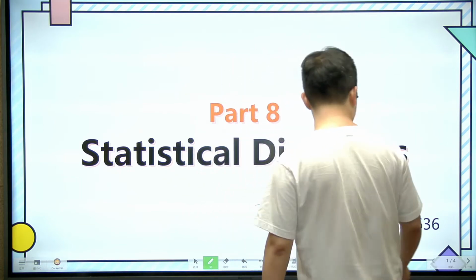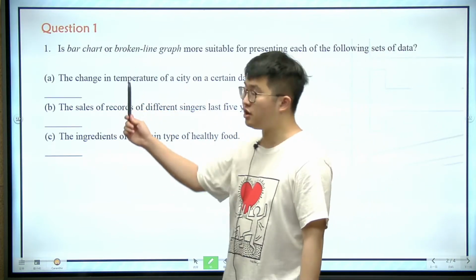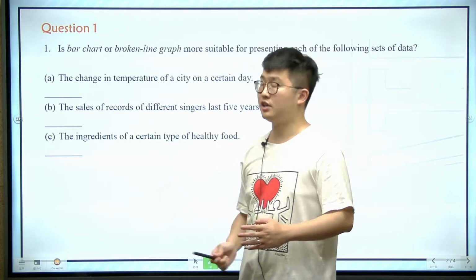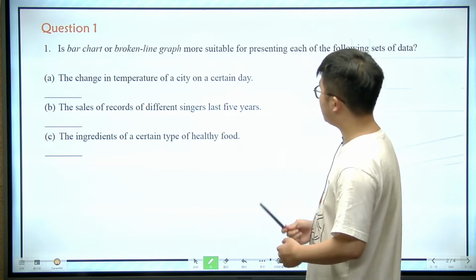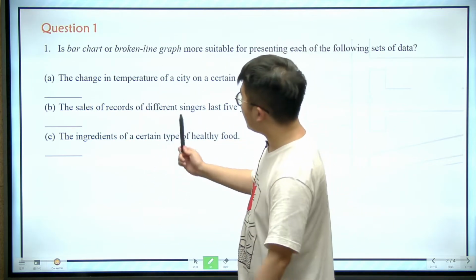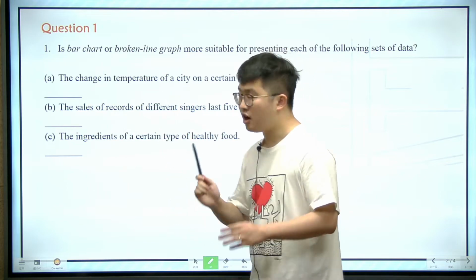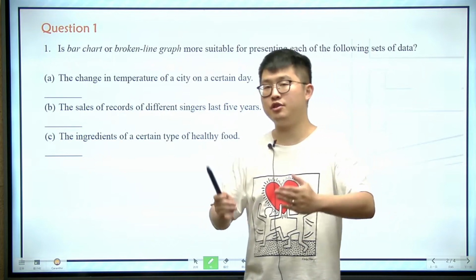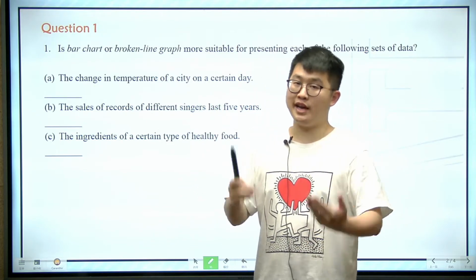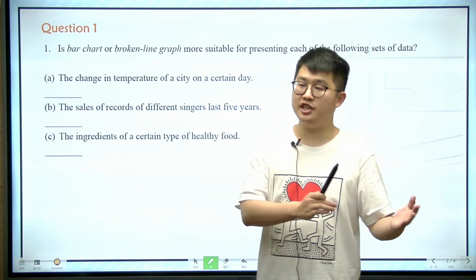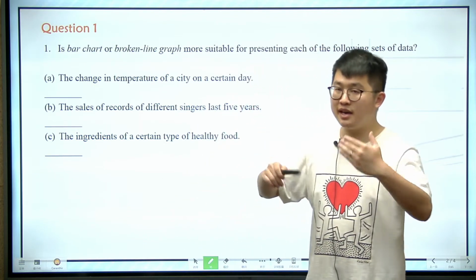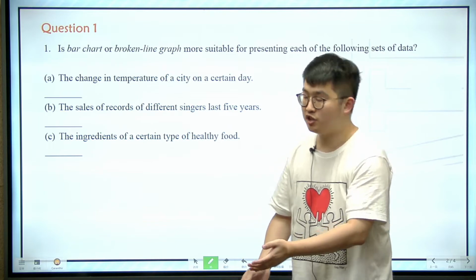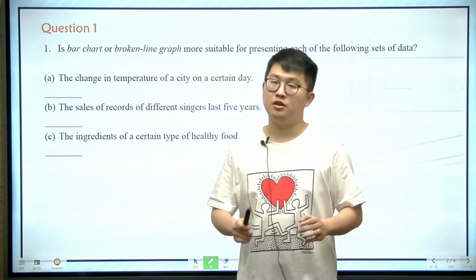Now, first question, we need to choose between bar chart and broken line graph, and to see which one of these two kinds of diagrams is better for representing this set of data. The first set of data would be the change in temperature of a city on a certain day. It means the temperature maybe at 8 a.m., 9 a.m., 10 a.m., right? Each hour maybe. So now we are mainly focused on the changes. We want to know if it's increasing or decreasing. So in this case, broken line graph would certainly be better.